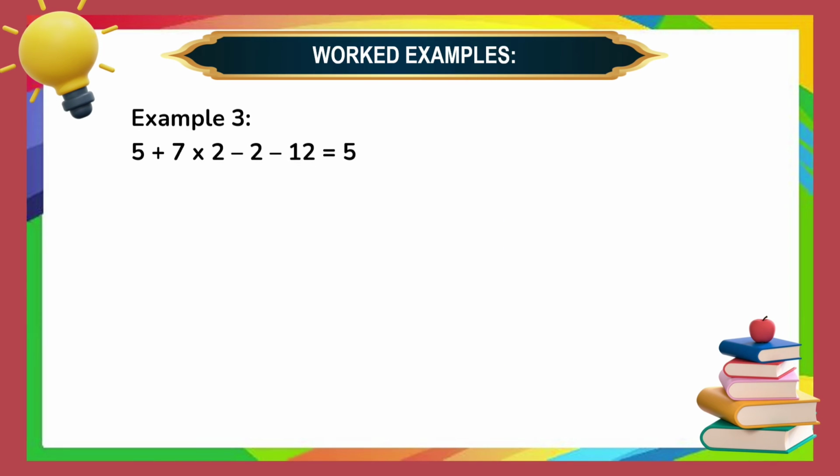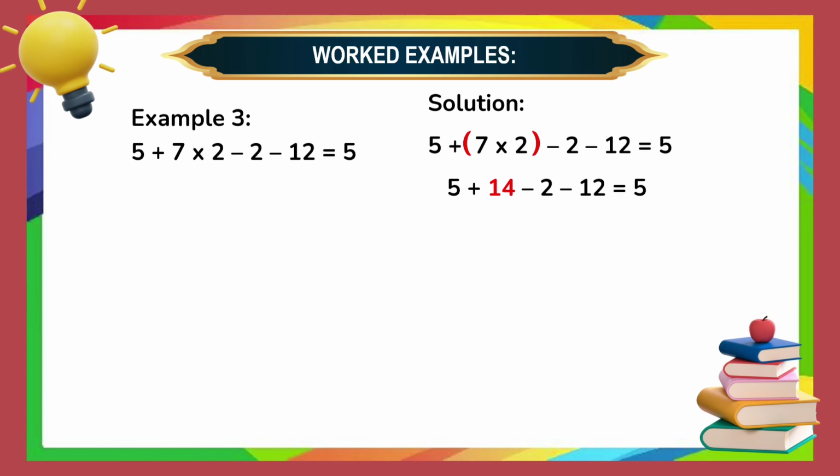Okay, for example number 3, we have 5 plus 7 times 2 minus 2 minus 12. The answer is 5. How did you get 5? Let's try to group them. So we will use the strategy trial and error to get the correct answer. Okay, so 7 times 2, we have 14, and then copy the rest of the digits. Then the next operation will be addition.